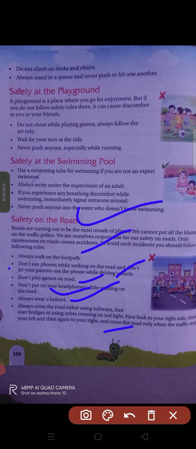And see, always you have to wear the helmet, always. And next comes road crossing. Yes, road crossing is very, very important.